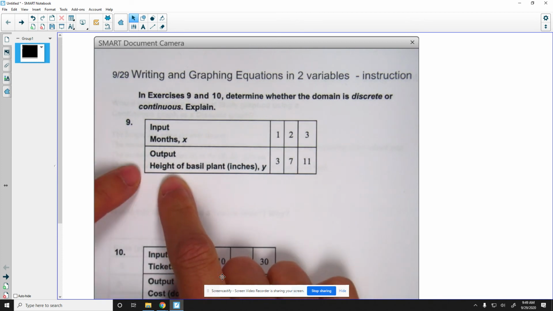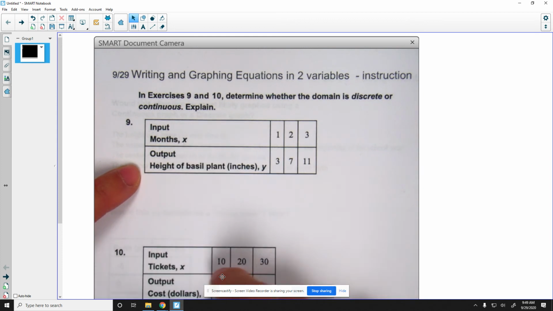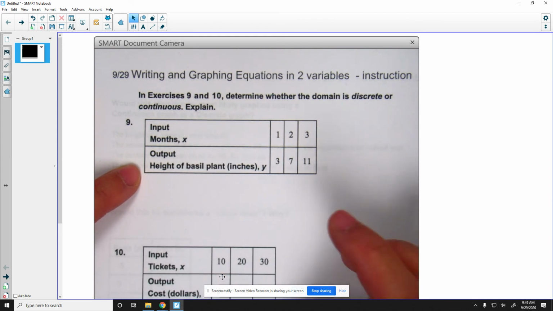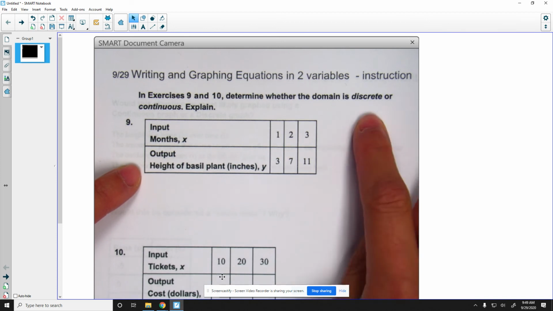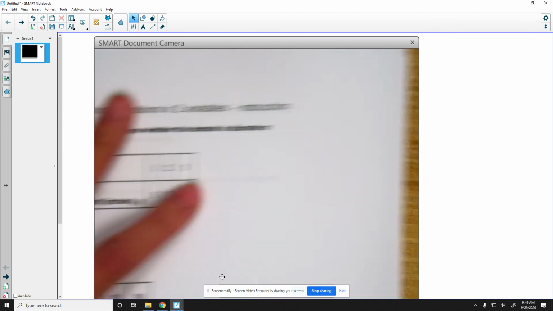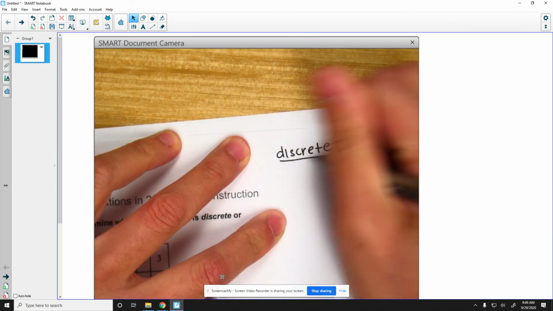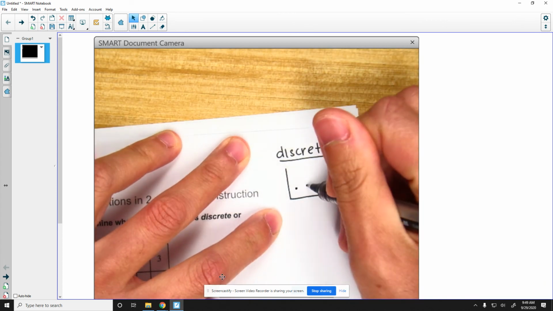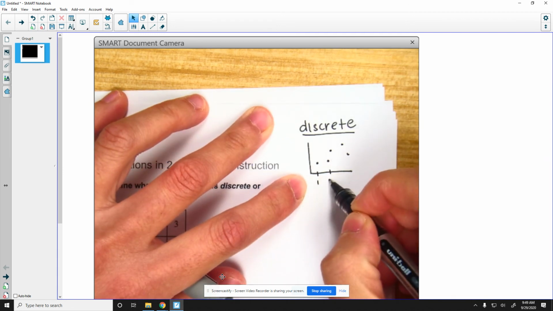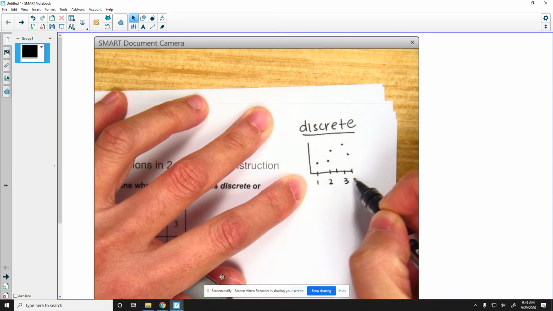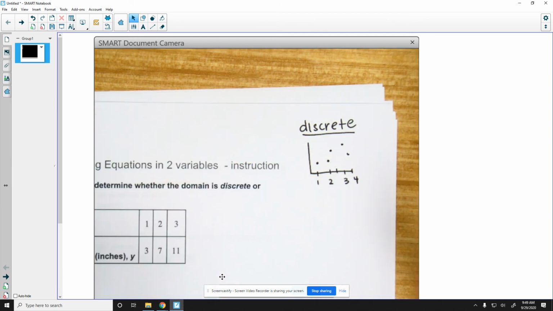For this question, it's saying determine whether the domain is discrete or continuous, and then explain why. So remember how we talked about a long time ago, I think this was last week, whether something is discrete or continuous, okay? So let me kind of explain. Discrete is separate points, as in if I were to graph this, it would just be dots. So like 1, 2, 2.5, 3, 4, whatever, okay? You couldn't connect the dots because you can't have a fraction of that number.